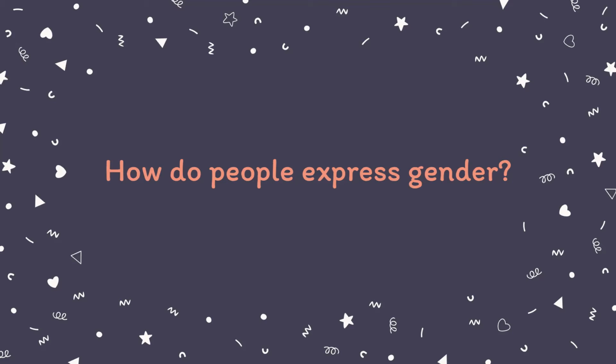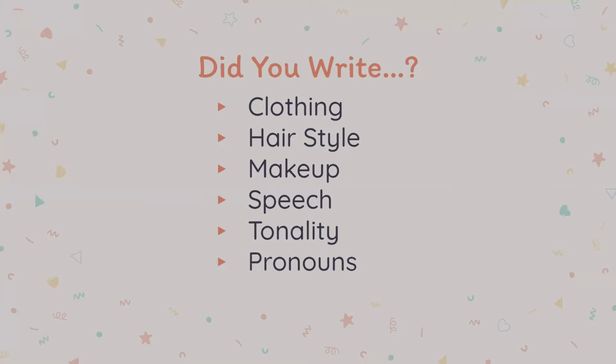All right, you guys good? Let's see some examples. So if you wrote something along the lines of clothing, hairstyle, makeup, speech, tonality, and pronouns, then you're on the right track. These are just a few ways that people use to express themselves and therefore their gender. As I stated previously, these are things that almost all people use to express themselves. Now, pronouns. Those express gender. Let's talk a little bit more about those.